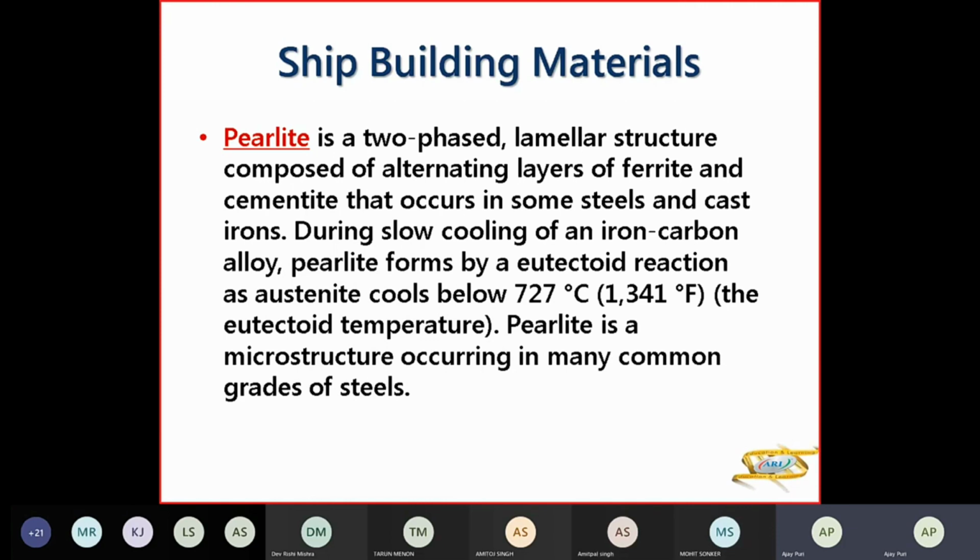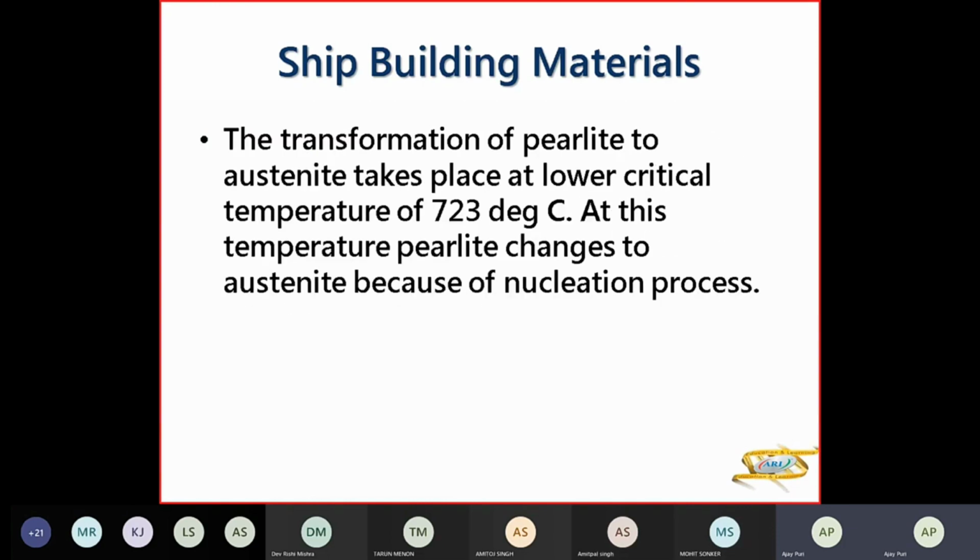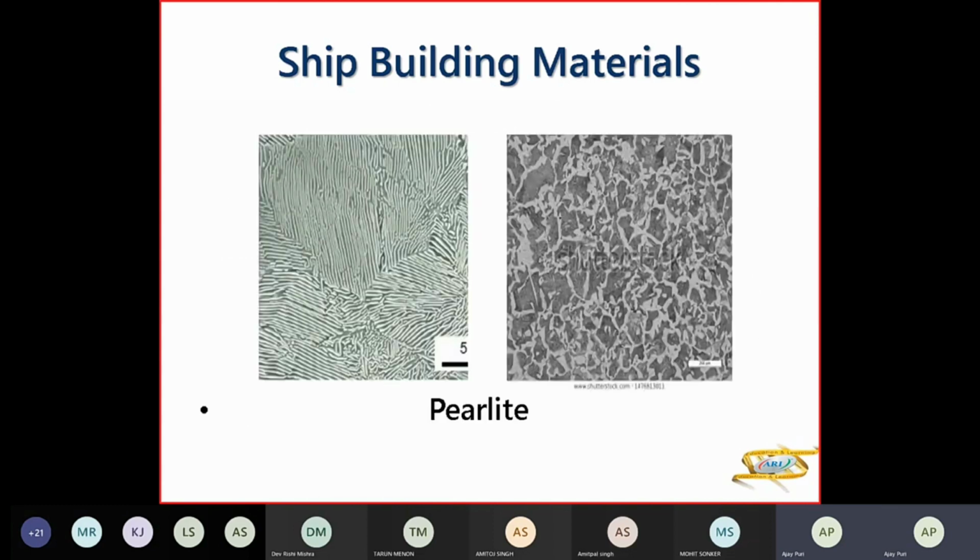So pearlite is a microstructure occurring in many common grades of steel. Transformation of pearlite to austenite takes place at the lower critical temperature of 727 degrees Celsius, and at that temperature pearlite changes to austenite because of a nucleation process. So that is the pearl-like appearance of the steel here.